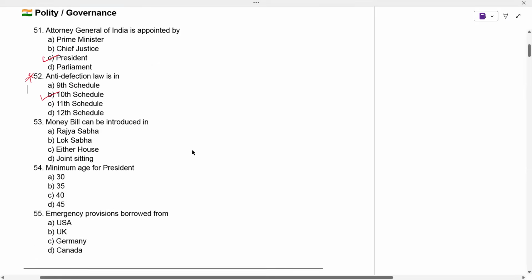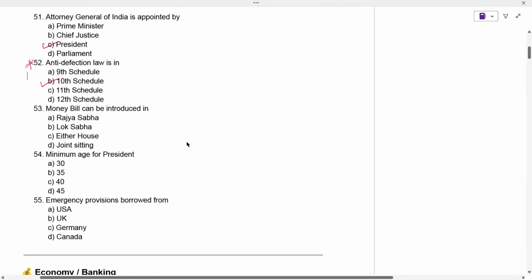Now, money bill can be introduced in which house? Because, parliament, we have two houses, of course, Rajya Sabha and Lok Sabha. But in the point of money bills, beta, Rajya Sabha's role is very less. So the answer is, money bill can be introduced in Lok Sabha only, remember.